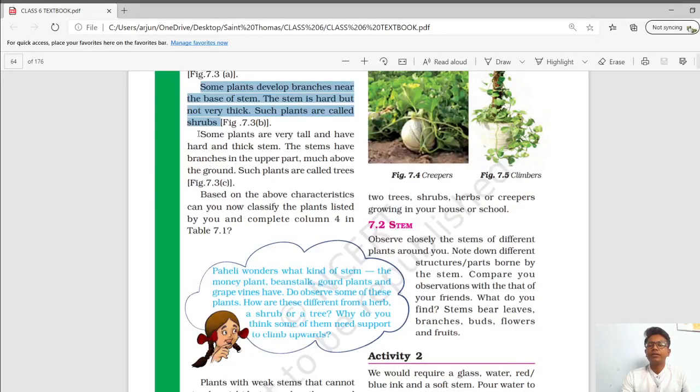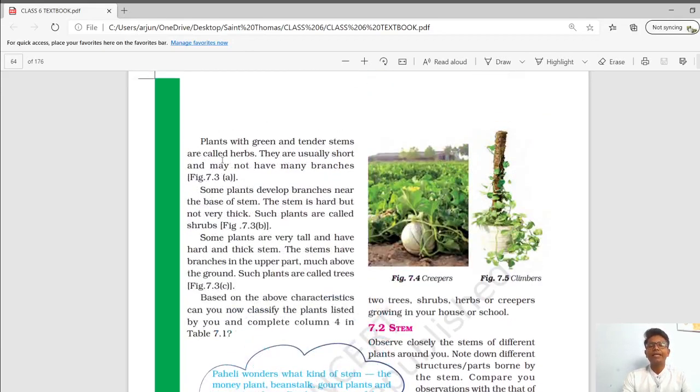Moving further, some plants are very tall and have hard and thick stems. These stems have branches in the upper part, much above the ground. Such plants are called trees. So the plants which are very tall and have hard and thick stems are categorized as trees. In this lecture, we have studied three categories of plants: shrubs, herbs, and trees.